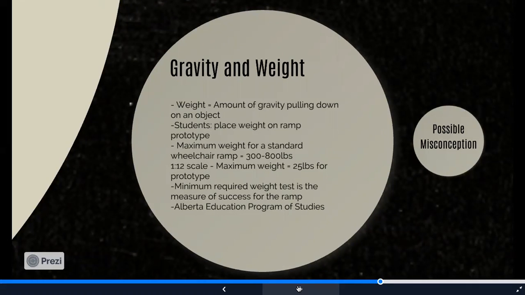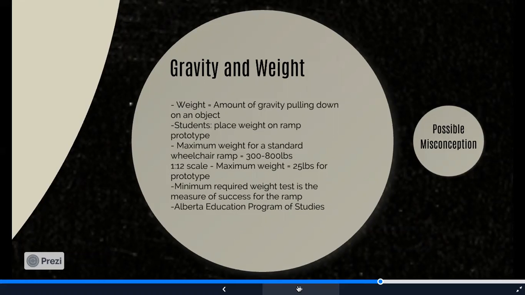Portable wheelchair ramps are rated to support between 300 and 800 pounds. For a ramp that's scaled down to 1/12 of the size, the ramp should support 25 pounds minimum or 66 pounds maximum for the required weight.